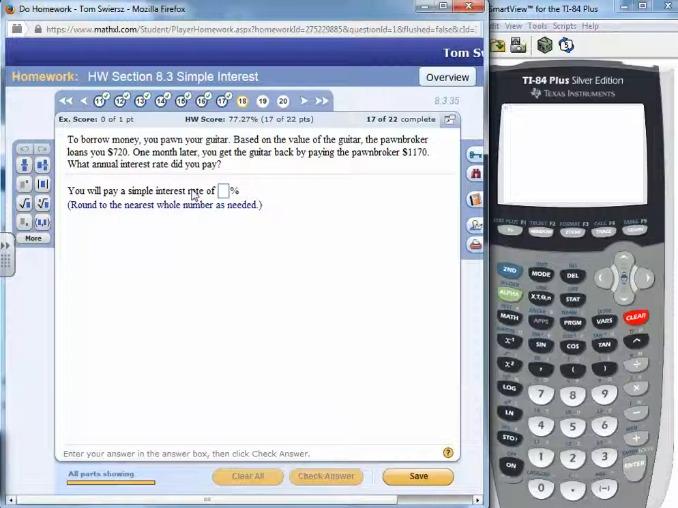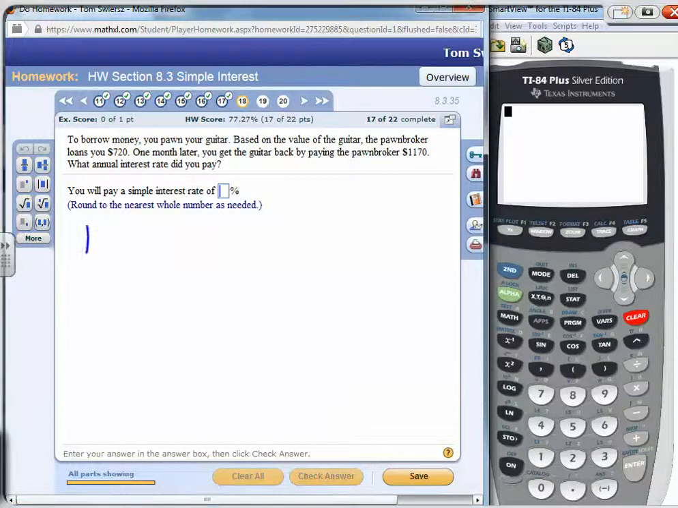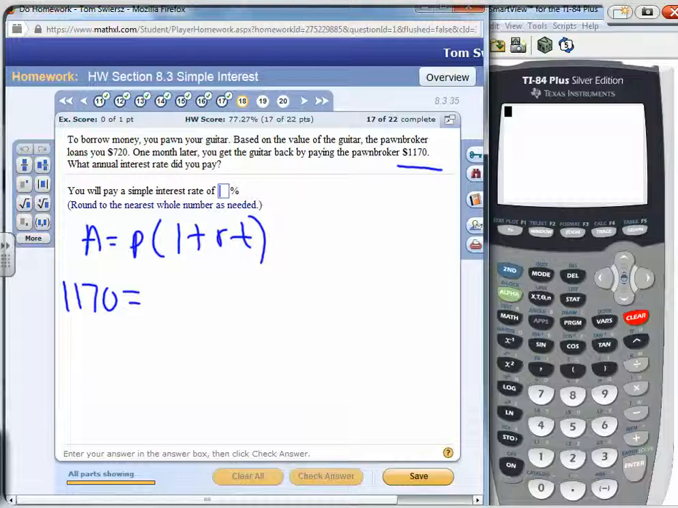Okay, again, we're missing the rate. We're given the future amount and the present amount, so we're going to use the future value formula. A equals P times 1 plus RT. The future value is what you paid back at the end of the loan, which is $1,170. The loan itself, the original amount, he gave you $720, so that's P. 1 plus, we don't know what the rate is, and you only borrowed it for 1 month, so the amount of time is 1/12.